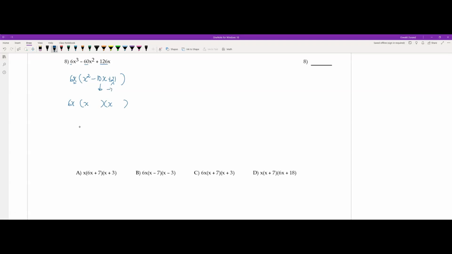So it seems like negative 7 and negative 3 are the candidates for that, right? Negative 7 times negative 3 is positive 21, and negative 7 plus negative 3 is negative 10. So therefore, this is what we have. Okay? That's it. That's your answer. All right, so moving on.